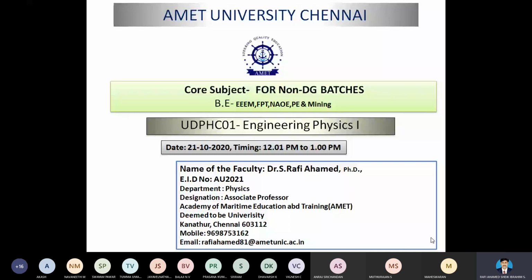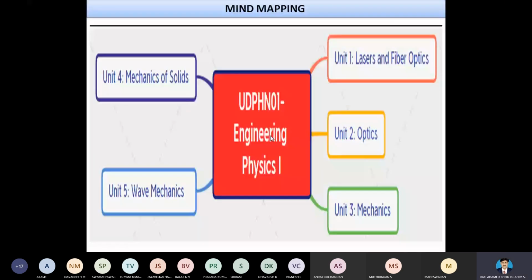So today is our second class. We are studying Engineering Physics 1. Subject code for Engineering Physics 1 is UDPH C01. So this Engineering Physics 1 is for all non-DG batches. Engineering Physics 1 consists of 5 units. So totally we are going to study 5 units.